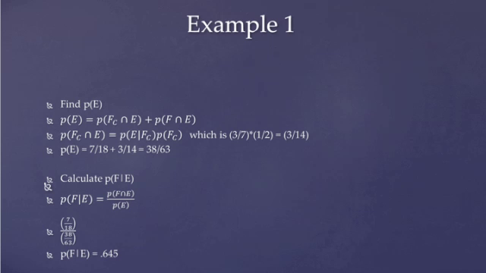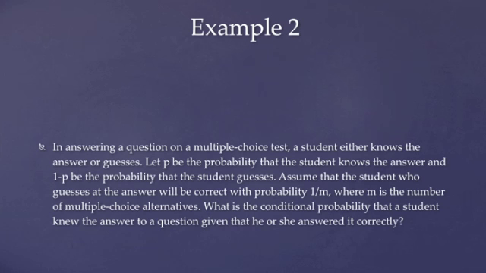The last step is to calculate the probability of F given E. It is equal to the probability of E and F divided by the probability of E, which is 7 divided by 18 divided by 38 divided by 63, which is 49 divided by 76. So that's the answer to the first question.